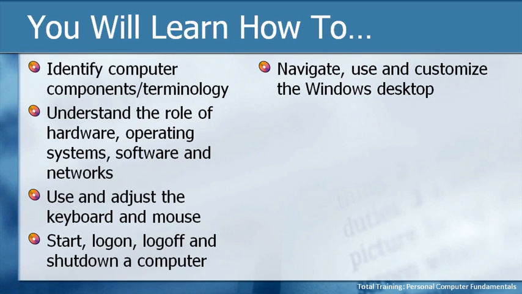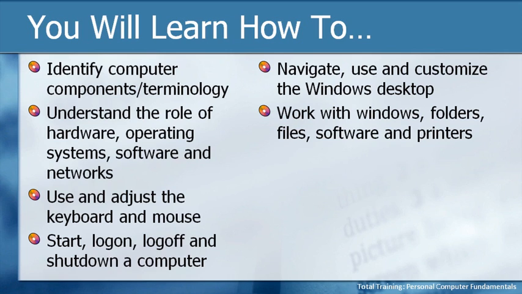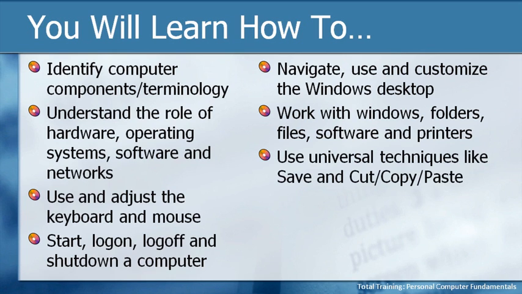When we get into the specifics, you'll learn how to navigate, use, and customize the Windows desktop, and work with Windows, folders, files, software, and printers. All the basic components of a computer system. I'm also going to show you how to use some universal techniques like saving files and using cut, copy, and paste. These are things that, again, you'll be able to use on any system that you use, whether for work or for play. Along those lines, we'll show you how to find programs and files, because once they're in the computer, sometimes they can be a little bit difficult, but there are some tools that you can use to be able to find the things that you need.